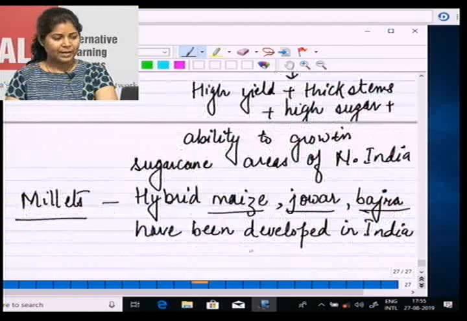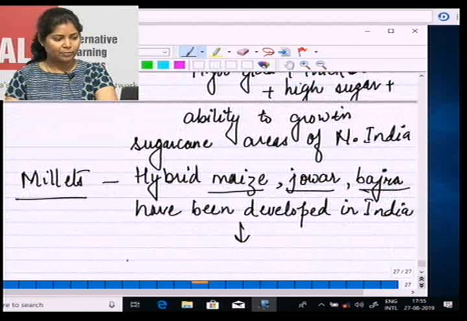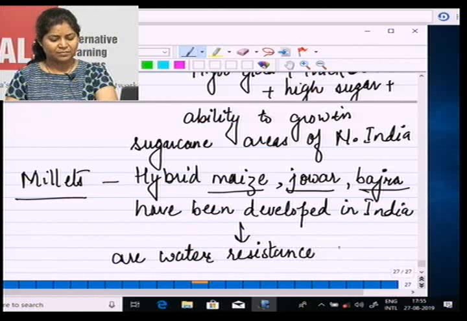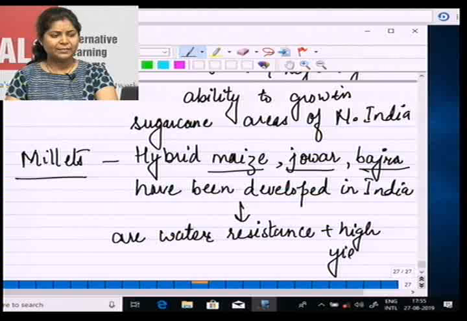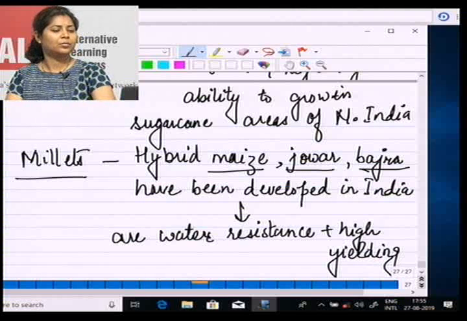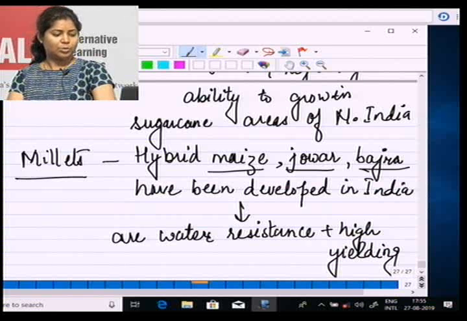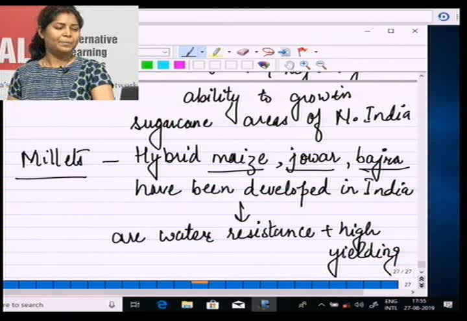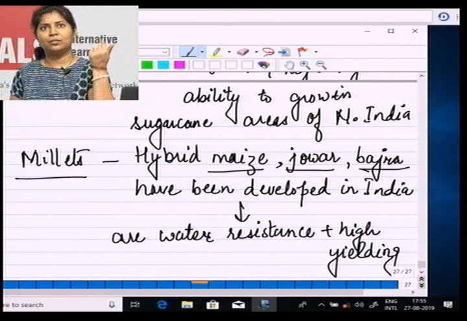India, and all those are water resistant. So they can grow in very arid conditions, water stress, and at the same time they give very good yield, they are high yielding also. Okay? So this is about millets: jowar, bajra, makka. Maize is makka, the corn.